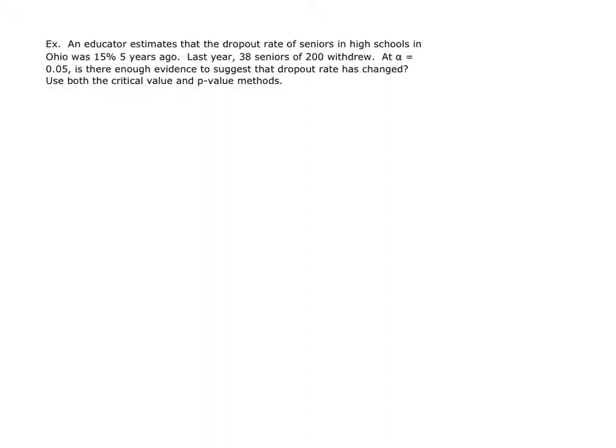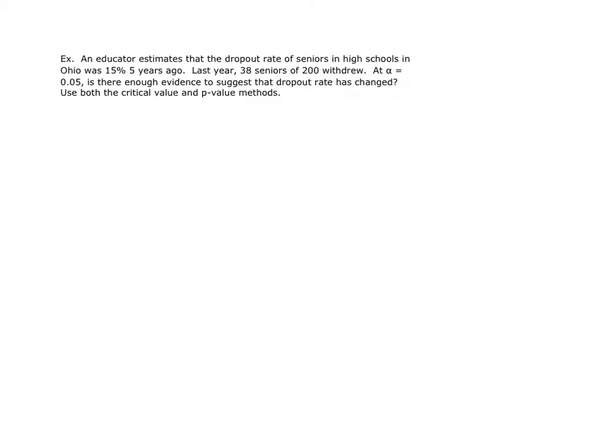So identifying some key figures here, we have a percent and 38 of 200, which indicates that we're dealing with proportion. So our null and alternative hypotheses are statements about p. That 15% is our null value, so p is equal to 0.15 is our null hypothesis. And then we're testing whether or not there's evidence to suggest that the dropout rate has changed. So we're not saying that the dropout rate has increased or decreased, we just don't think it's the same anymore. So our alternative is p does not equal 0.15.